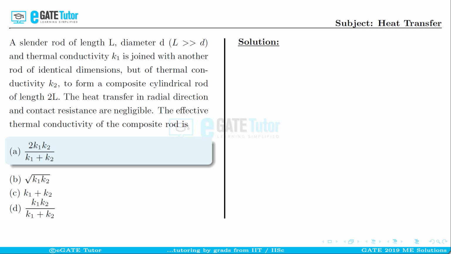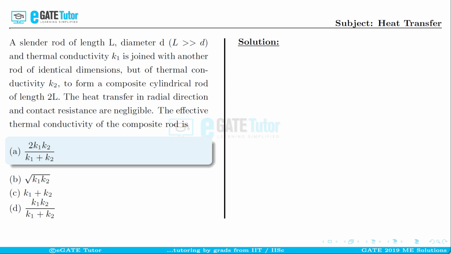This question is from heat transfer for 1 mark. A slender rod of length L, diameter D, length much greater than diameter, and thermal conductivity K1 is joined with another rod of identical dimensions but of thermal conductivity K2 to form a composite cylindrical rod of length 2L. The heat transfer in radial direction and contact resistance are negligible. The effective thermal conductivity of the composite rod is.